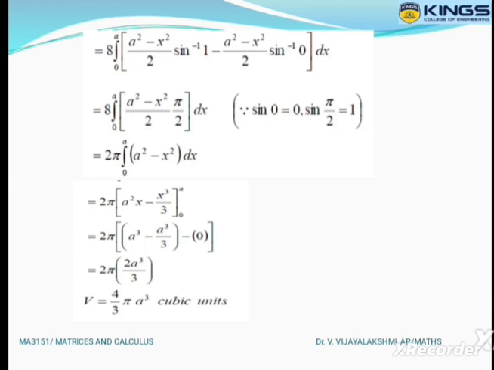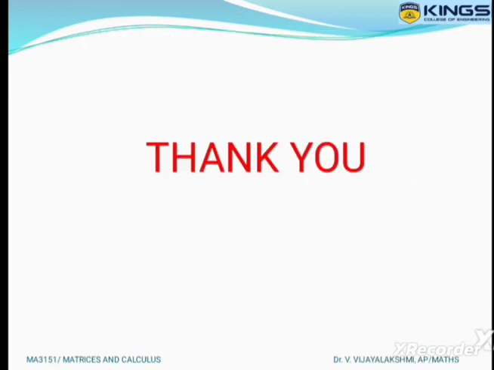So a cube minus a cube by 3, minus the lower limit. When you replace x equal to 0, the lower part becomes 0. So simplifying these expressions, a cube minus a cube by 3, we get 2a cube by 3 into 2 pi. Solving this, we get 4 by 3 pi a cube cubic units. This is the volume of the sphere. Thank you.